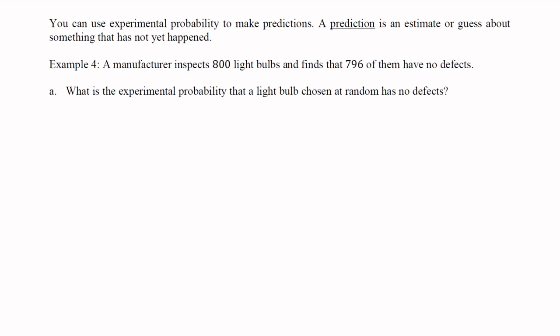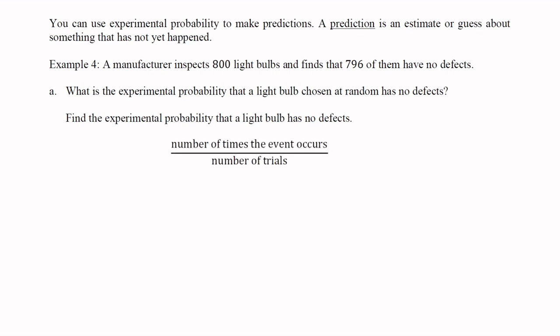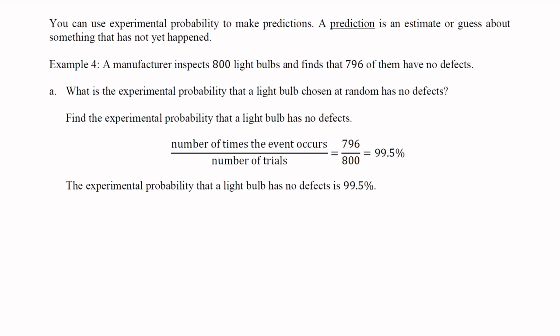A manufacturer inspects 800 light bulbs and finds that 796 of them have no defects. What is the experimental probability that a light bulb chosen at random has no defects? Well, we're going to take the experimental probability that a light bulb has no defects, which is 796 out of 800, and that comes out to 99.5%. The experimental probability that a light bulb has no defects is 99.5%.